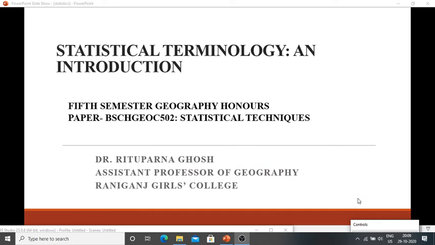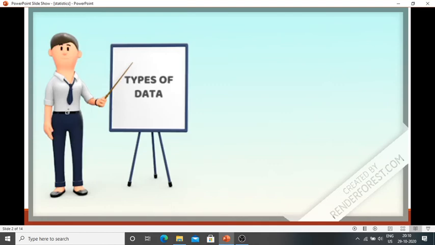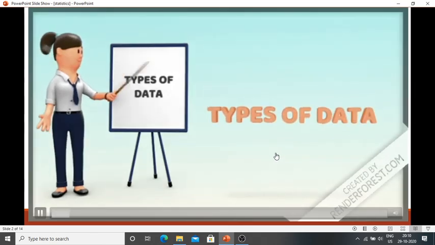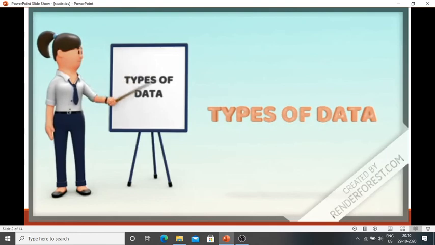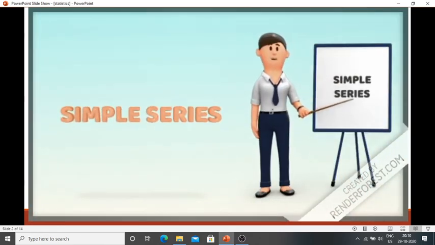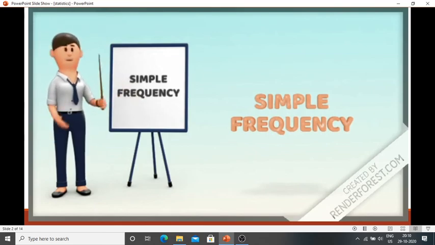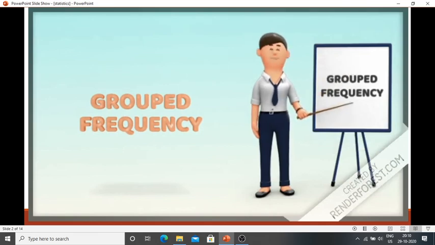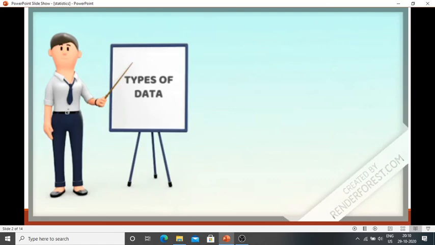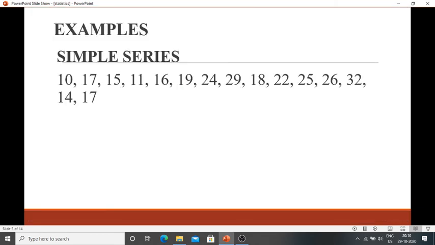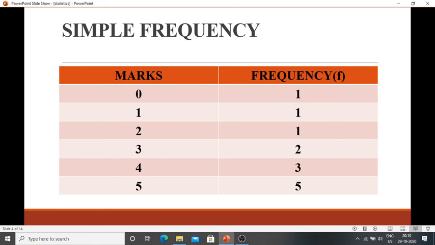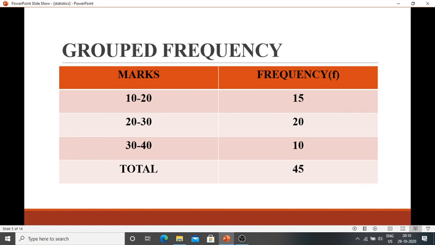This topic is part of the practical paper of geography honors in the undergraduate syllabus. So first we need to know what are the types of data. So these are the three types of data. This is an example of a simple series data. This is an example of a simple frequency data. Next we have an example of a group frequency data.